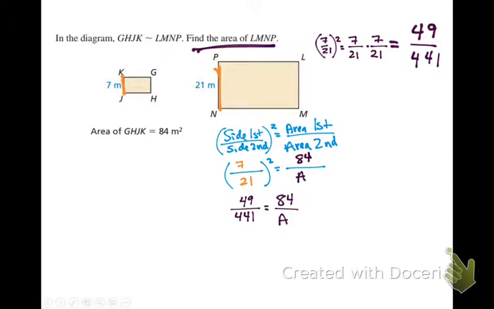We cross multiply. You can reduce if you want to. You can, up and down only. I'm just going to multiply, but if you know to do that, go for it. So we're going to have 49 times the area. What is 441 times 84?